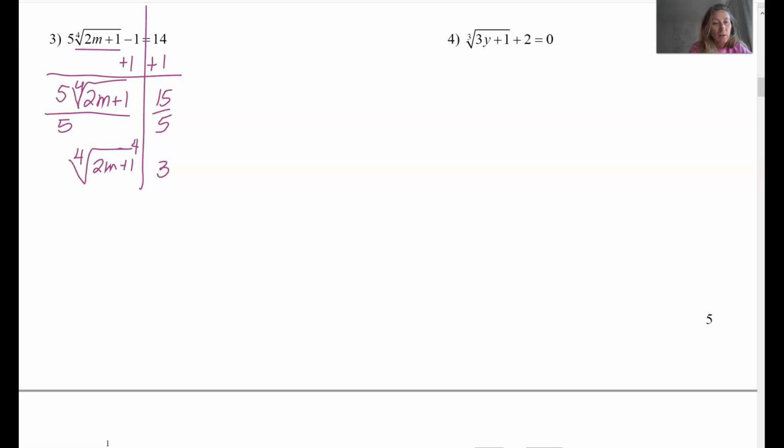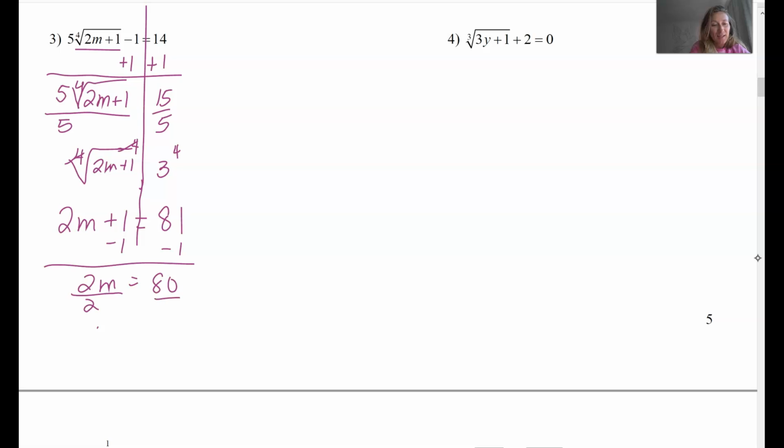So fourth power here, fourth power here. On the left-hand side, the fourth power and the fourth root cancel each other out, and all that I have left is 2m plus 1. But on the other side, I have to do that work of calculating. 3 to the fourth power is 81. And now I solve for m. Minus 1. 2m is equal to 80. And dividing by 2, I get m is equal to 40.